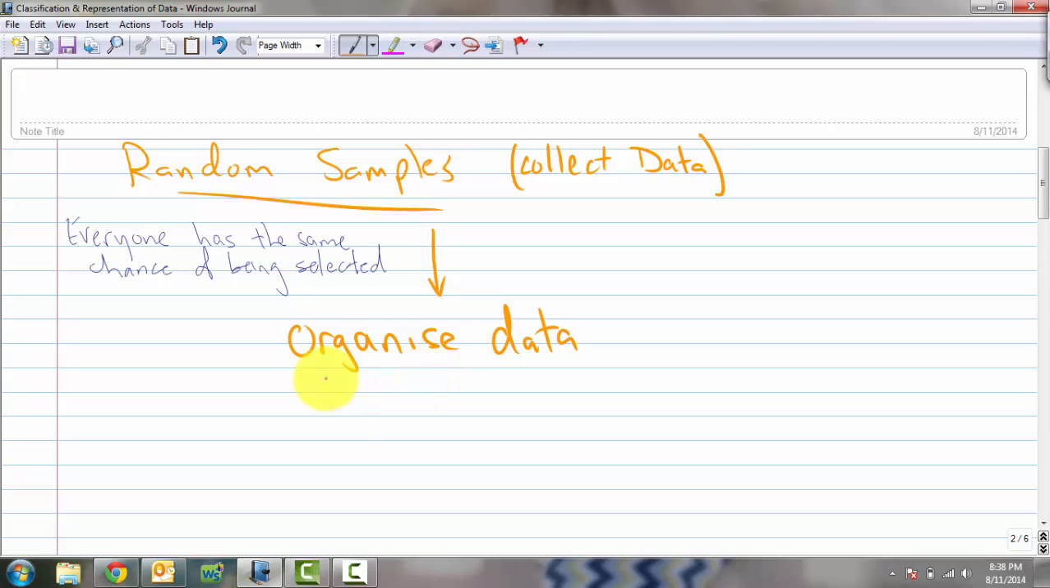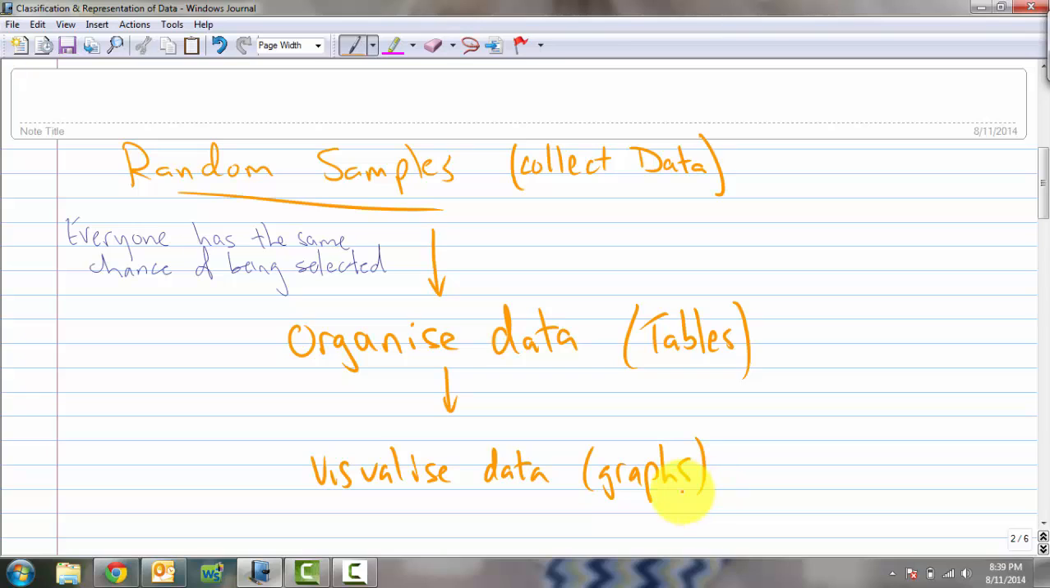And you might be saying, wait a minute, you misspelled organize. Well, ladies and gentlemen, this is an IB course. We're going to do a lot of spelling the IB way, the European way. So we organize our data, and a lot of times that's in tables. And then we visualize data. And this is with graphs or charts.